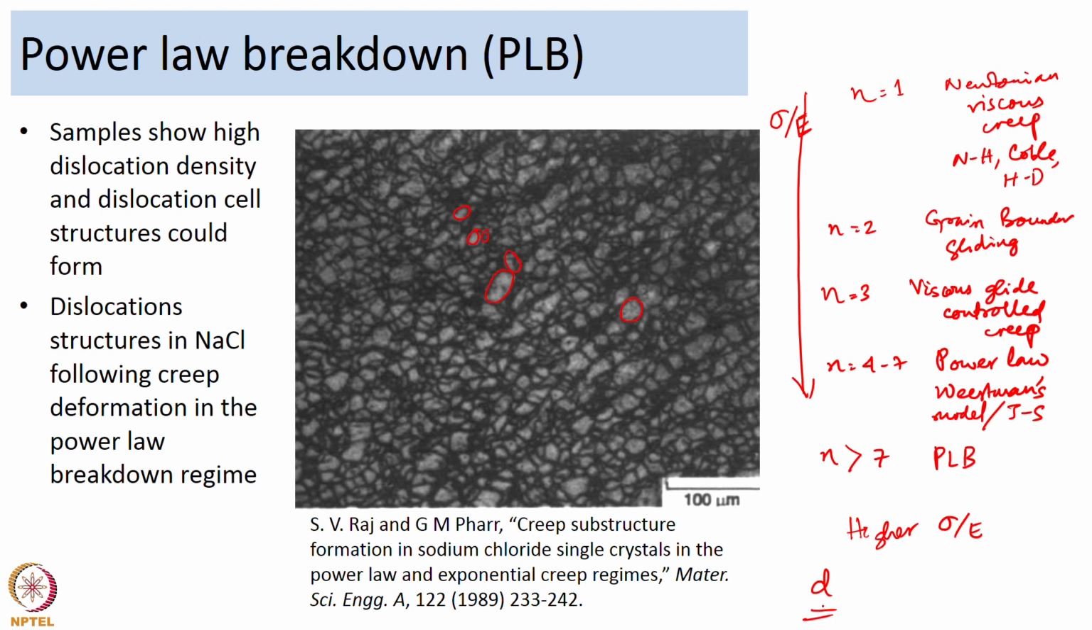But ignoring the effect of microstructure, if you generally talk of sigma by E, what people have noticed is that as you increase the sigma by E value, you transition from one mechanism of creep to another, and at around sigma by E greater than 10 to the power minus 3, you are basically in the PLB regime. So, the point is that creep deformation mechanisms can undergo transitions. You can see a change in the deformation behavior as a function of the applied stress, temperature and grain size.